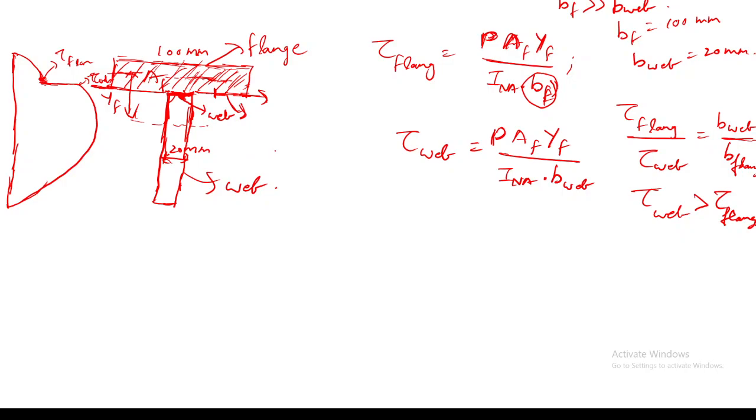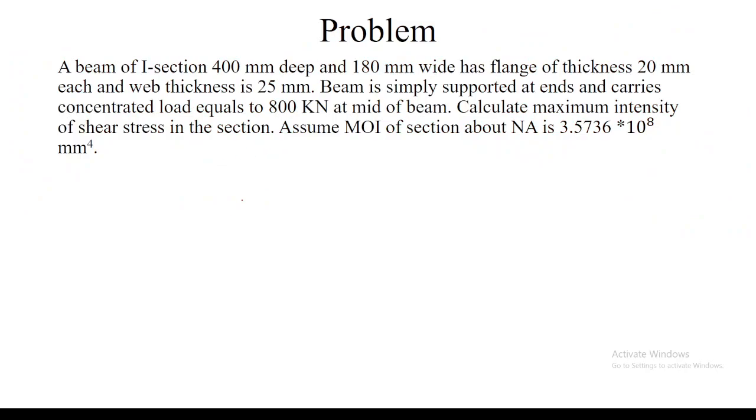Now we are proceeding to the next problem. In this, they have given a beam of I section 400 mm deep and 180 mm wide as flange, with flange thickness 20 mm each and web thickness 25 mm. The beam is simply supported at ends and carries a concentrated load equal to 800 kN at mid of beam. Calculate the maximum intensity of shear stress in the section, and you can take the moment of inertia about the neutral axis as 3.5736 into 10 to the power of 8 mm to the power 4. So first, can you say what is the shear force here at the cross section of the beam?